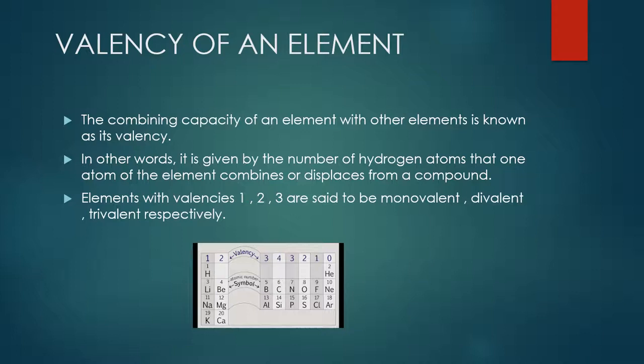This table shows that hydrogen, lithium, sodium, potassium have the valency of 1. Beryllium, magnesium, calcium have the valency of 2. Boron, aluminium carry the valency of 3. Carbon, silicon have the valency of 4. Nitrogen, phosphorus have the valency of 3. Oxygen, sulfur have the valency of 2. Fluorine, chlorine, valency is 1, and helium, neon, argon, which are the noble gas elements, have zero valency. So students, you are supposed to learn the valencies of the first 20 elements.